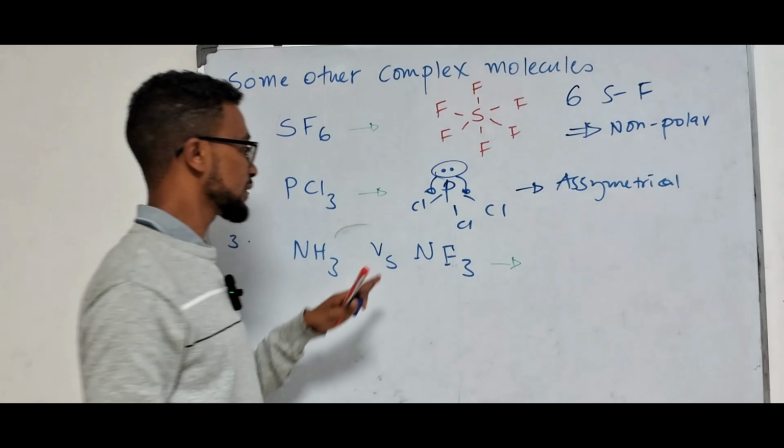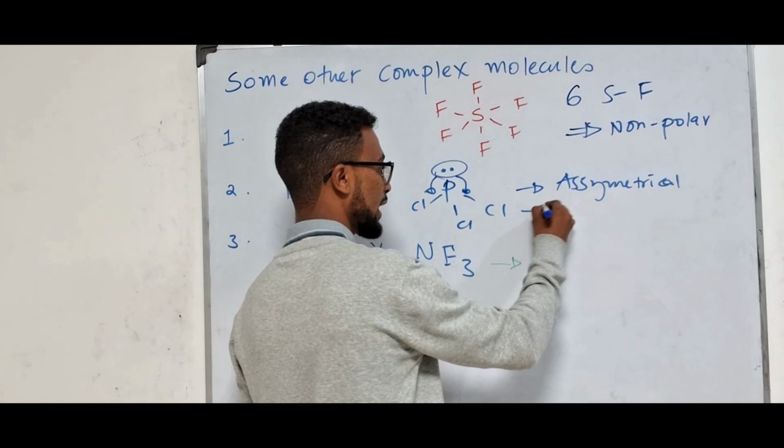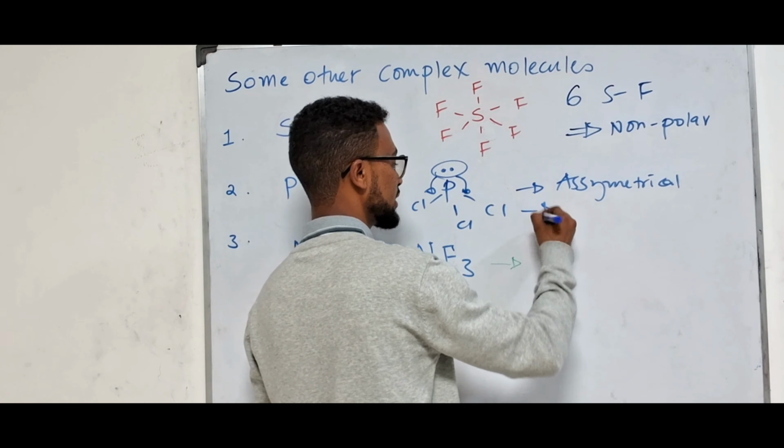So due to the fact that this is asymmetrical, overall the PCl3 will be a polar molecule, okay? In our third example, we're going to compare ammonia, NH3, and NF3. Let's compare the polarity of these two molecules, okay? Let's start with drawing their Lewis structures.